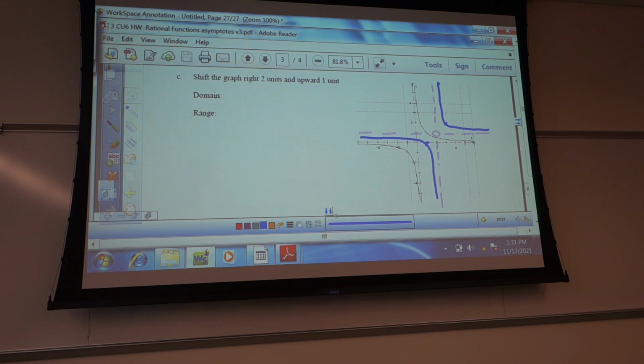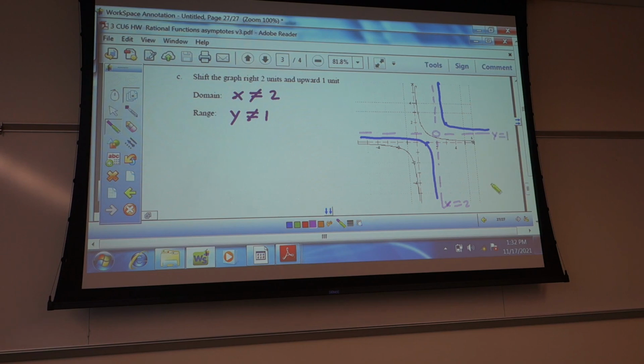Good. My domain is x can't be, what could x not be? Two. Range? Shania, what can y not be? One. So then my line, if I ask if it's going to be x equals 2, which one's x equals 2? This fellow right here is x equals 2. And then which one's y equals 1? This one here. Good.